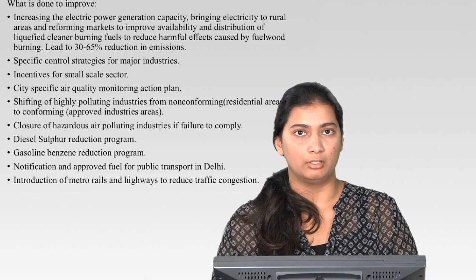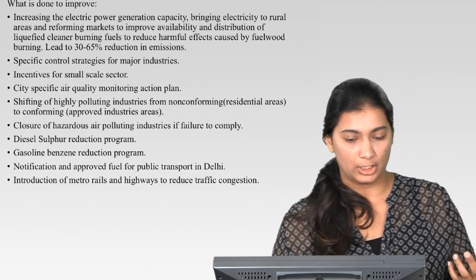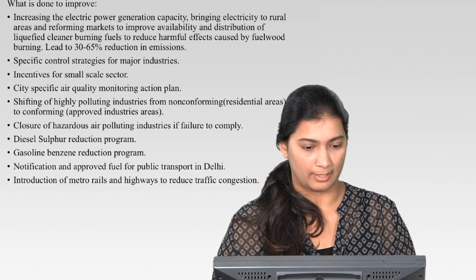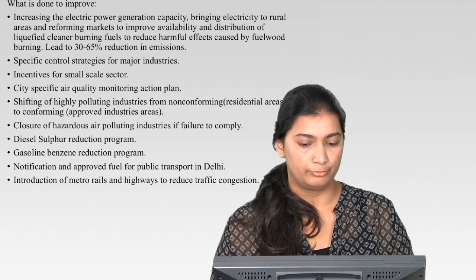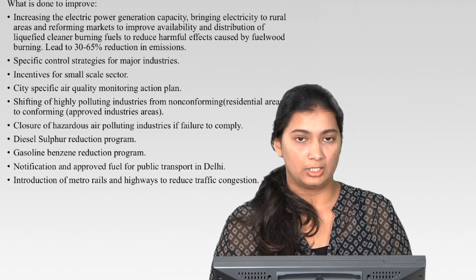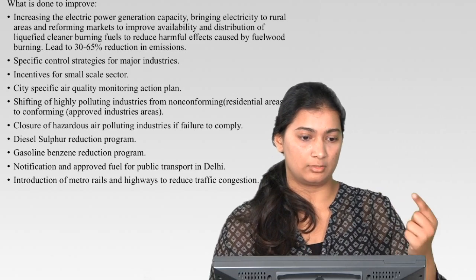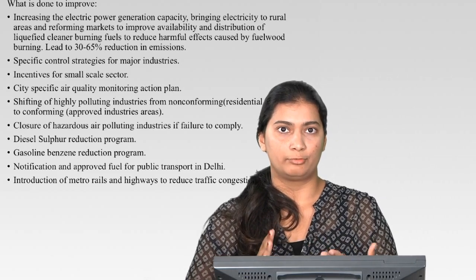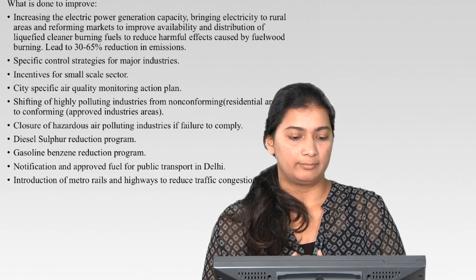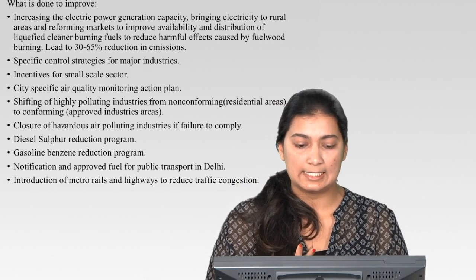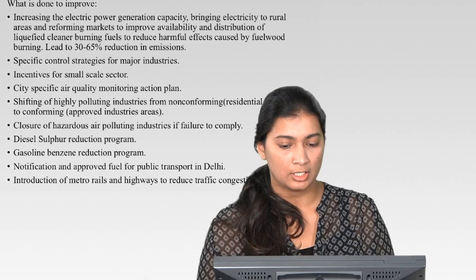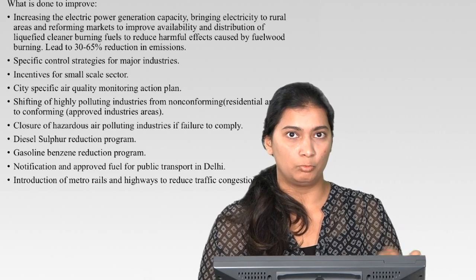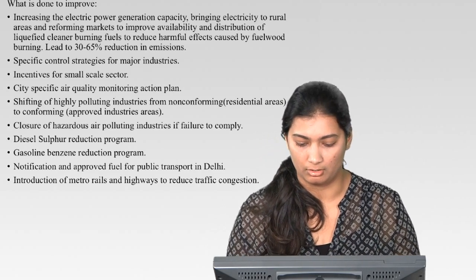Then there are quite a few programs with respect to vehicular emissions, which are the diesel sulfur reduction program, gasoline benzene reduction program, and notification of approved fuel for public transport in Delhi. This is with respect to the adulteration problem. Also, in major cities where there is a lot of population density, there has been introduction of metro rails and better infrastructure for highways to reduce traffic congestion. And I guess the metro in Mumbai was just introduced last year, which is a good development.